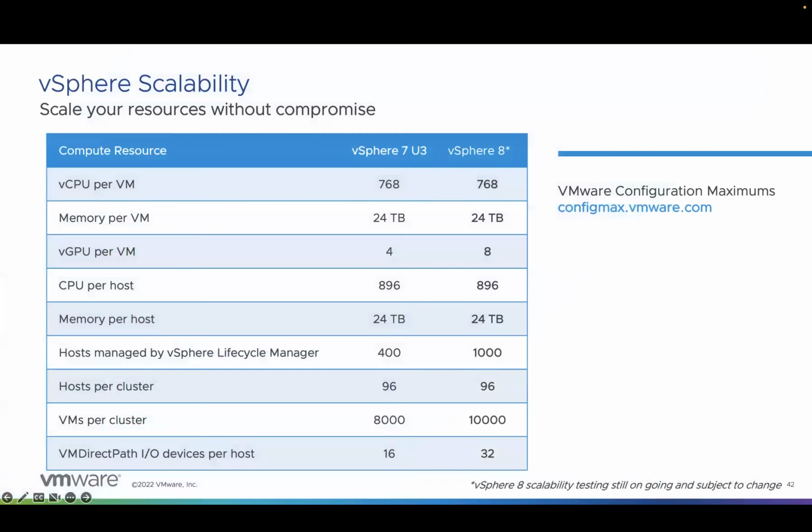So just a little bit of a side-by-side, so you can see that there isn't a huge difference between the vSphere 7 Update 3 maximums and the vSphere 8 maximums. Just keep in mind that we are continuously doing scalability testing, and we will look to iteratively improve on these in future update releases as well. So always check back at config.max.vmware.com for the latest scalability maximums.